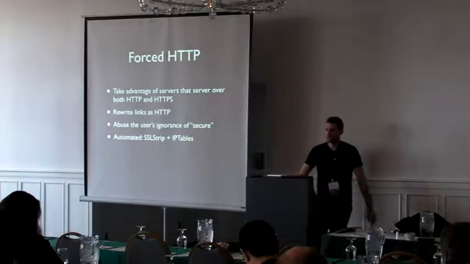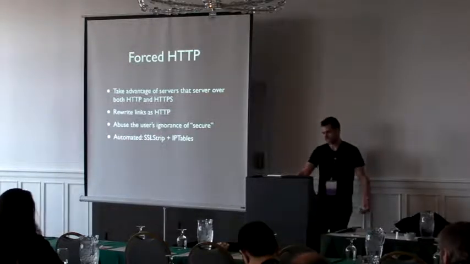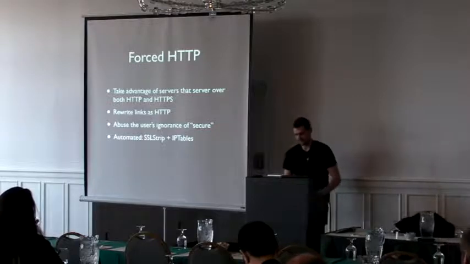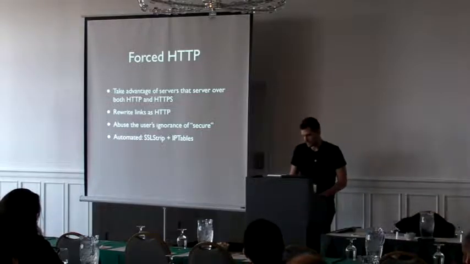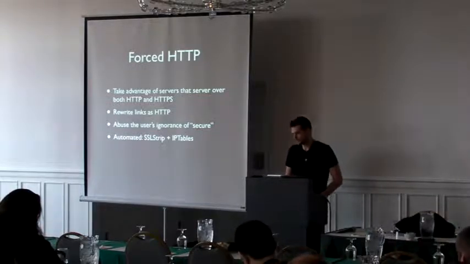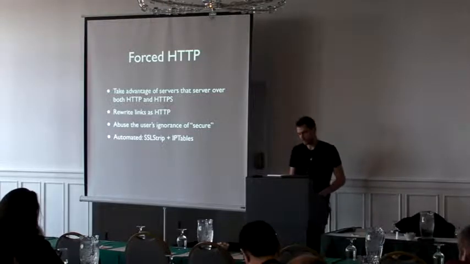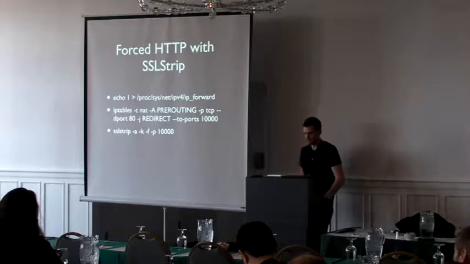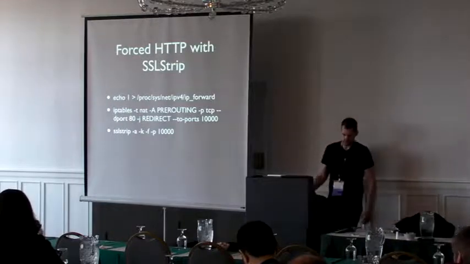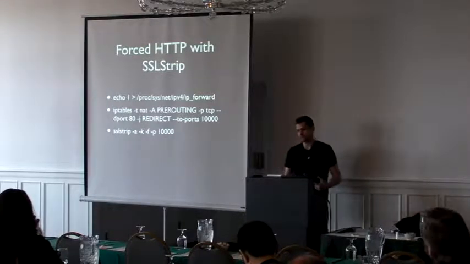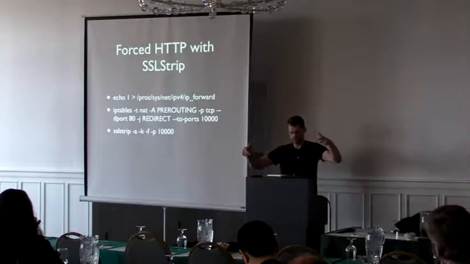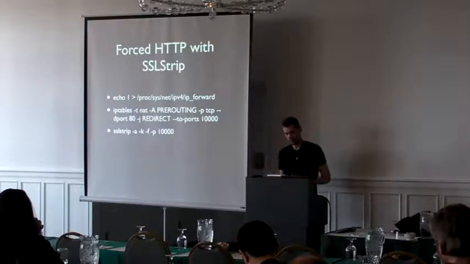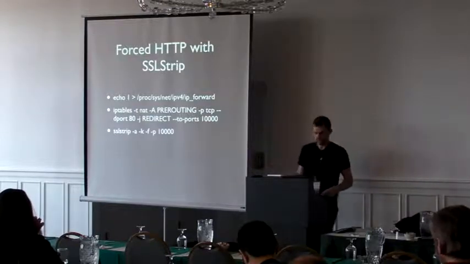Forced HTTP is really just SSL strip, and so this is kind of what I was talking about earlier. Basically, it rewrites links as HTTP, and then provides you with what looks like a secure site. It's pretty easy to pull off. This is the long and short of running SSL strip. You forward traffic through your device. You run the daemon on the actual system that's going to strip traffic, and then you forward traffic to it.